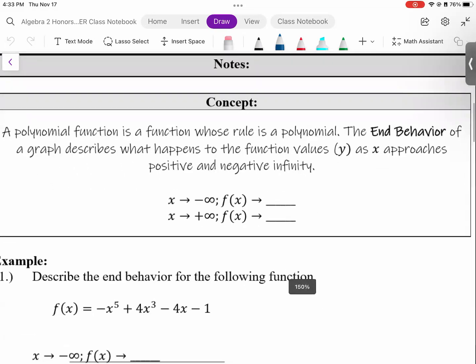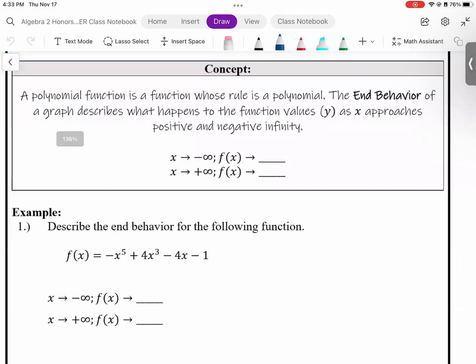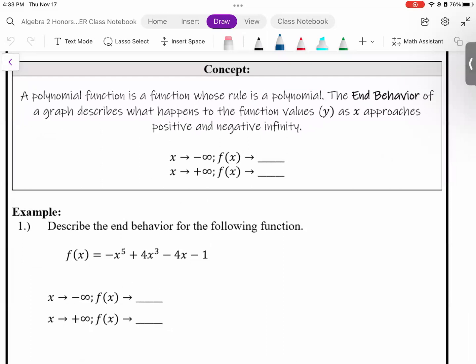To get started with the concept, a polynomial function is a function whose rule is a polynomial. The end behavior of a graph describes what happens with the function, and more specifically, the y values as x approaches the positive and the negative side of the function. So again, the end behavior is just basically describing how the function ends on the left side and how the function ends on the right side.